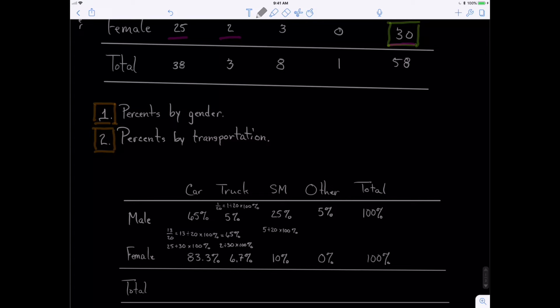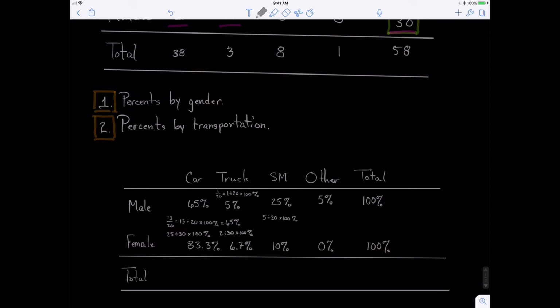Now, take a moment and let's add our column totals that will go in our bottom row. So if we add these together, 65 plus 83.3 is 148.3%. The next one is 11.7%, and the next one is 35%, and finally 0% plus 5% is 5%.